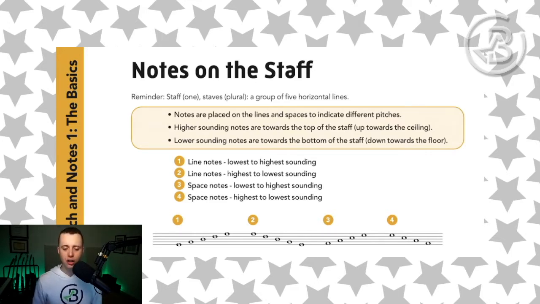The first thing to talk about is that notes are placed on the lines and in the spaces of the staff to show different notes. The higher sounding notes are up towards the top of the staff or up towards the ceiling, and the lower sounding notes are towards the bottom of the staff, down towards the floor. So let's zoom in and take a look.